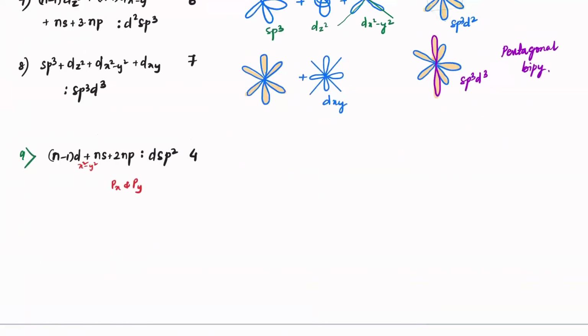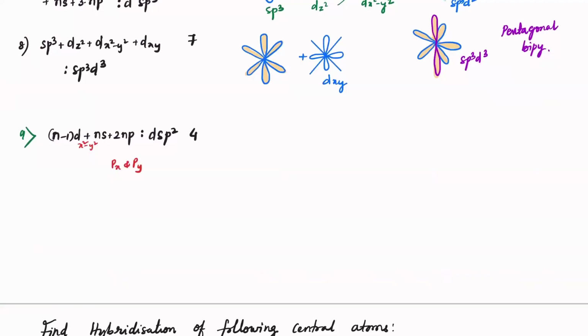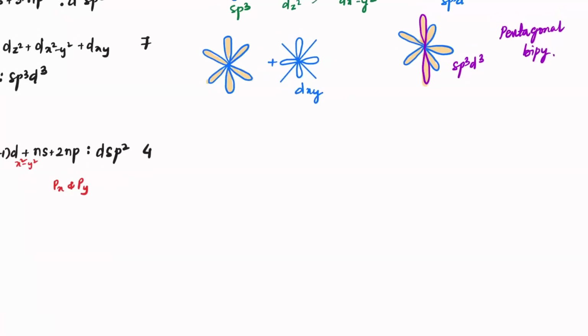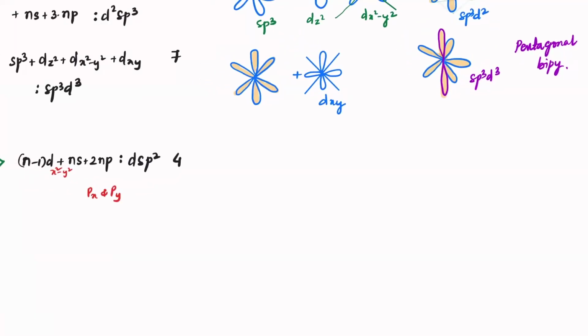Pentagonal bipyramidal. Next, if you have dsp2, dsp2 is a very special type of hybridization. It is noticed when you have dx square minus y square. So check out, if this is x and y here, the d orbital would be along the axis here like this. Okay, so this is dx square minus y square, and then you're mixing this with sp2.